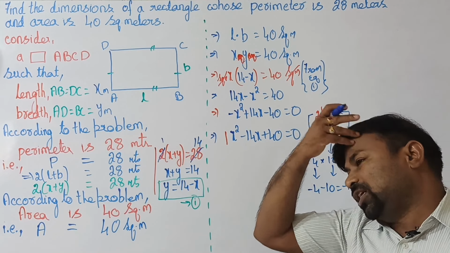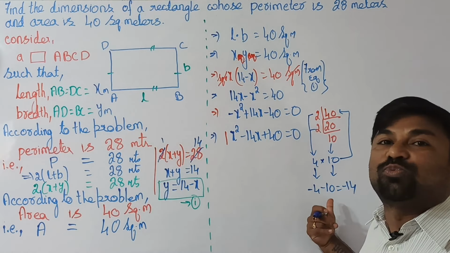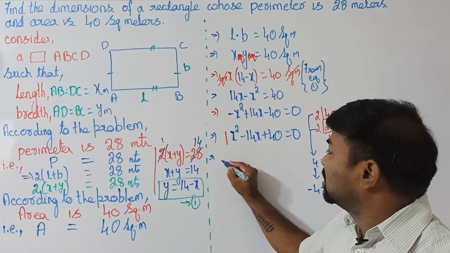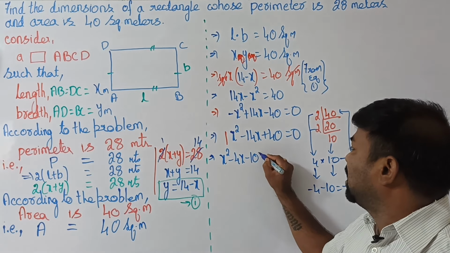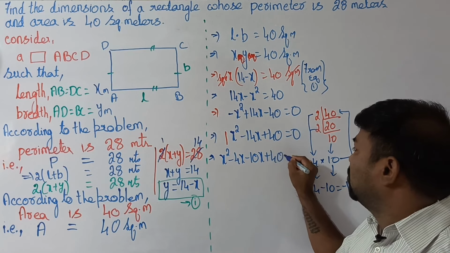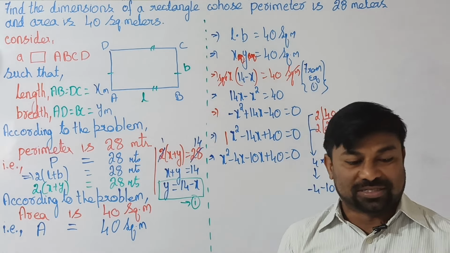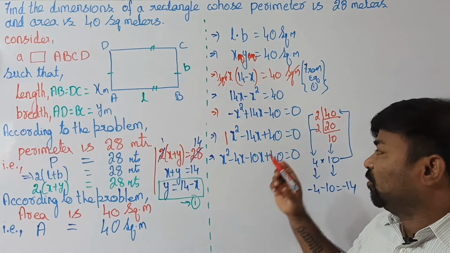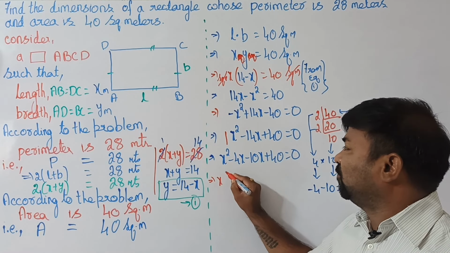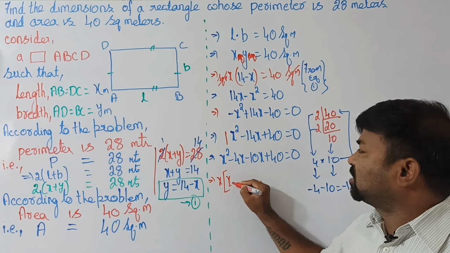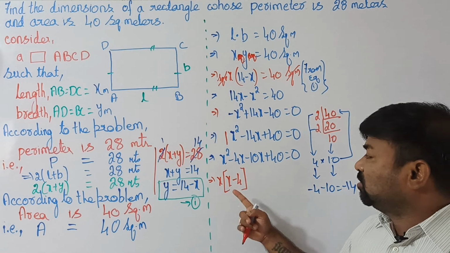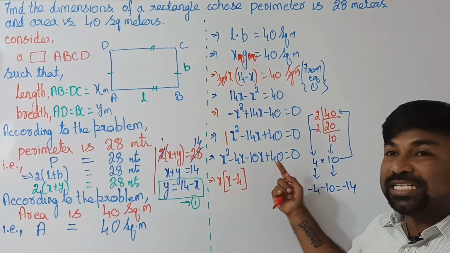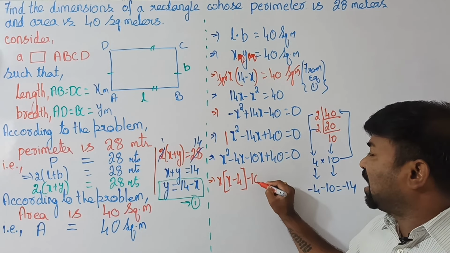So minus 14 can be split in the form of minus 4 and minus 10. That is x square minus 4x minus 10x plus 14 equals 0. This is how I am factorizing. Now if you split that, take x as common, one more x, minus 4 will be taken common. So out of the first two I have taken common. Out of the next two, I am taking minus 10 as common.